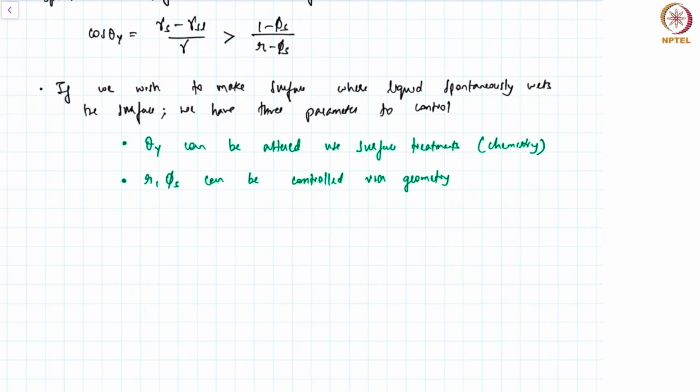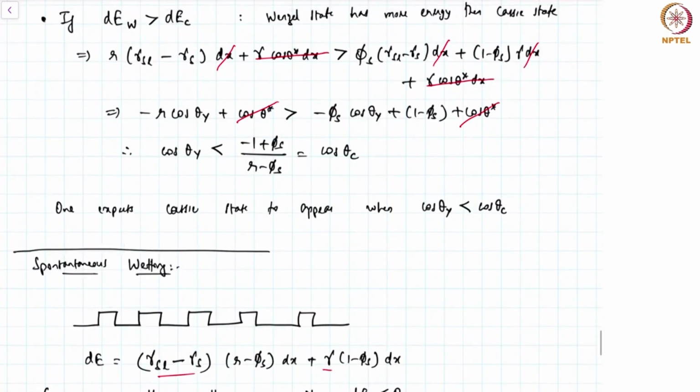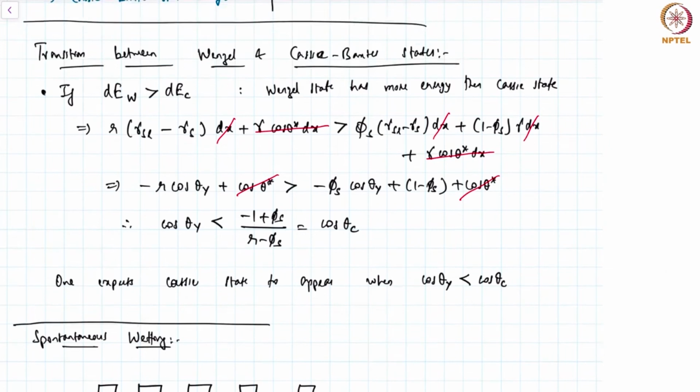Now finally, what we want to do is to come up with some kind of a transition diagram. We have actually seen 2 results. If cosine of theta y exceeds this quantity, 1 minus phi s by r minus phi s, then you have spontaneous wetting. And if cosine of theta y is less than minus 1 plus phi s divided by r minus phi s, then the Cassie state is preferred. So now we can write down some kind of a simple transition between these 2 regions.